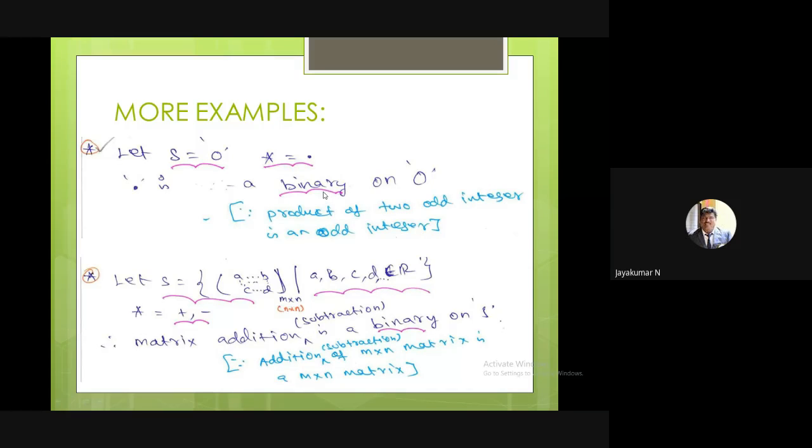If I choose the set of all m by n matrices, or n by n matrices, under addition and subtraction it is always binary. Addition and subtraction of two matrices are m by n or n by n. n by n is the most general case. So under addition and subtraction it is binary. All these examples I have taken from your plus 2 books.